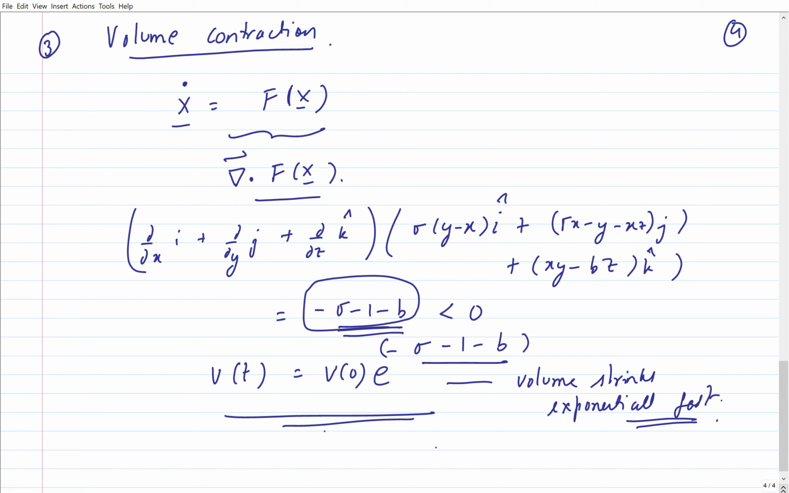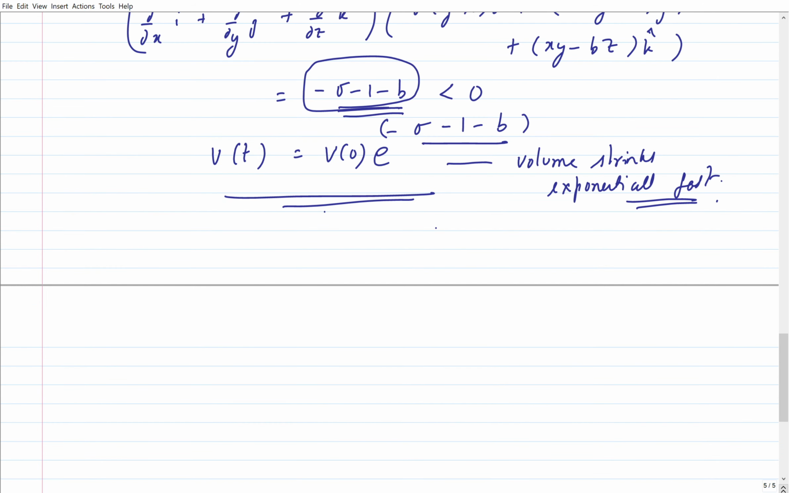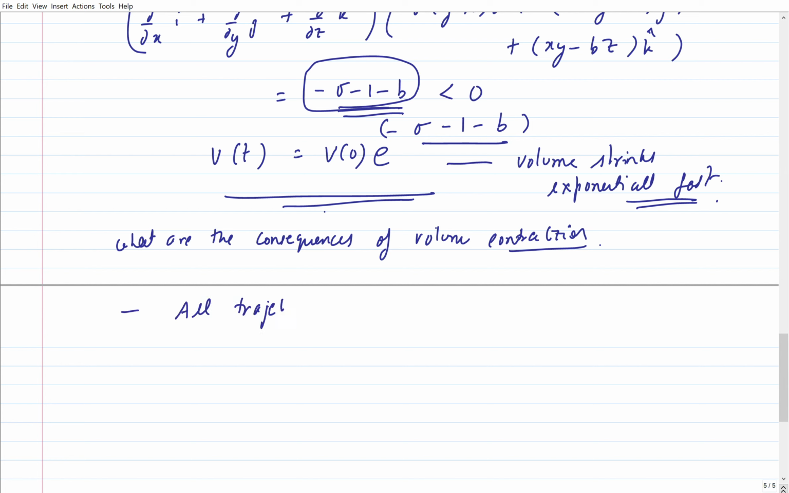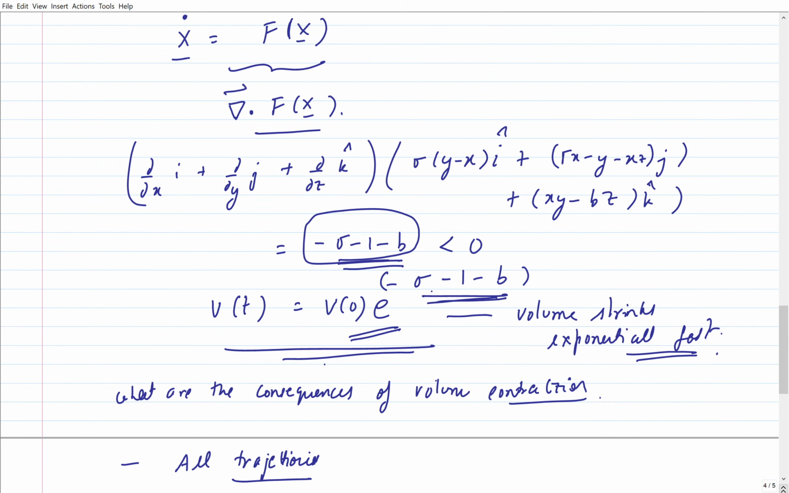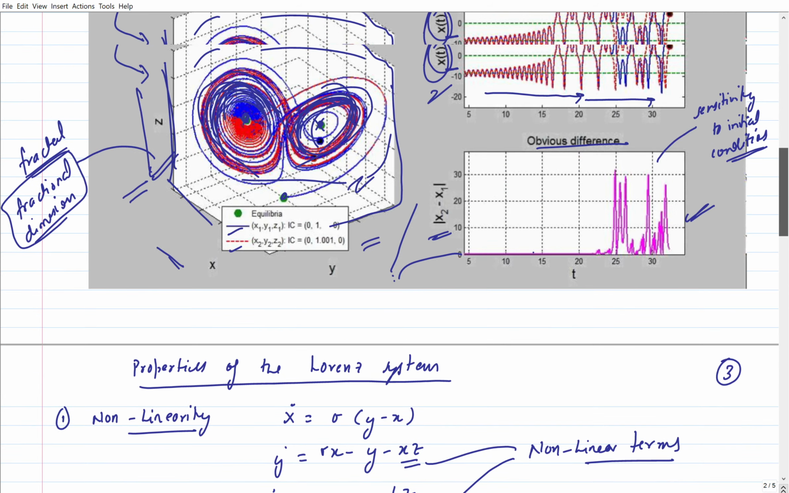Okay, so that's the idea. And what are the consequences of volume contraction? All trajectories, assuming the right choice of parameters. So depending upon sigma, b and r, either the trajectories will go to a fixed point, which we'll see, or settle on an attractor, even given the right parameters. For example, over here, in deriving this volume contraction, the temporal dependence of volume, we never assumed anything. So this holds for this system also.